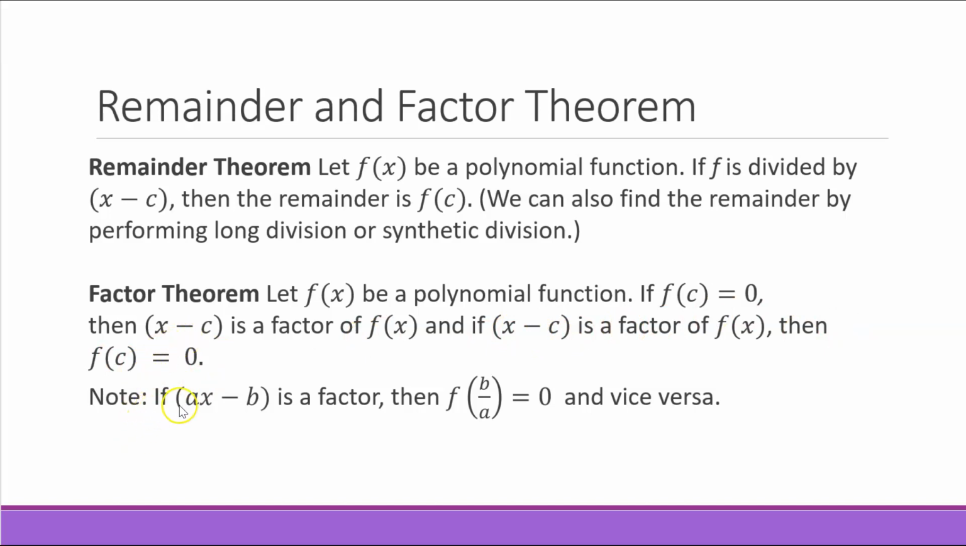Now, quick note, if our linear factor looked like ax minus b, then the 0 value would be b over a. So if we think about setting this equal to 0, I would add the b and divide by the a to the other side. So f of b over a equals 0. And vice versa, this would also be an if and only if statement. If f of b over a is equal to 0, then ax minus b is a factor of the polynomial.